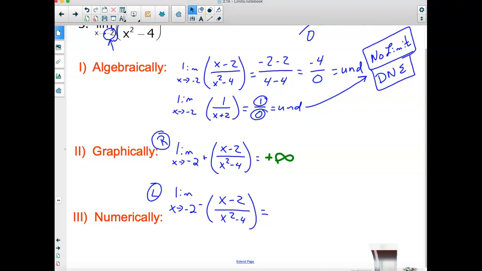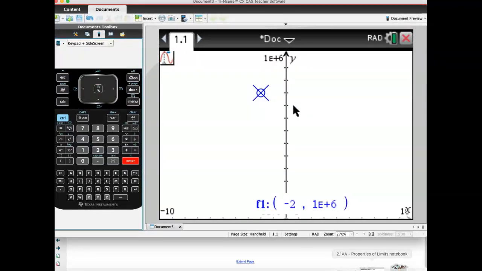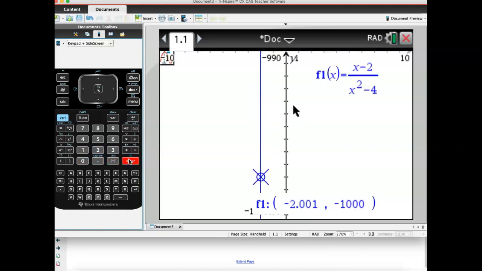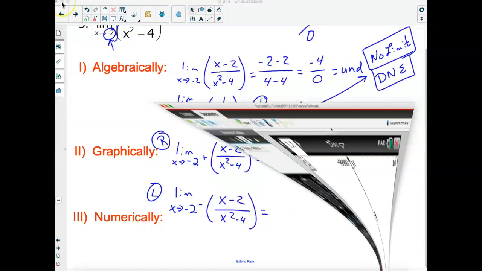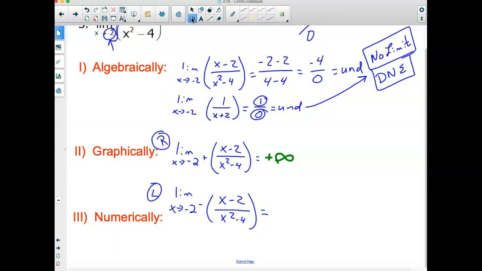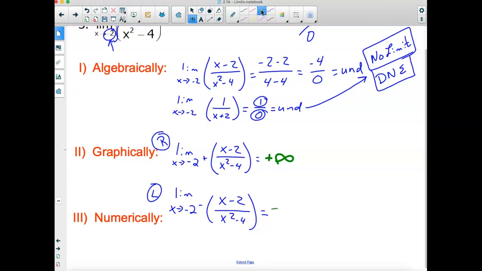Now I'm going to come back. What am I approaching on the left side? How about -2.001? Ooh, it's going down. -2.00001. Boom. That's -100. What am I approaching on the left side? I'm approaching negative infinity. These are not specific numbers or values.